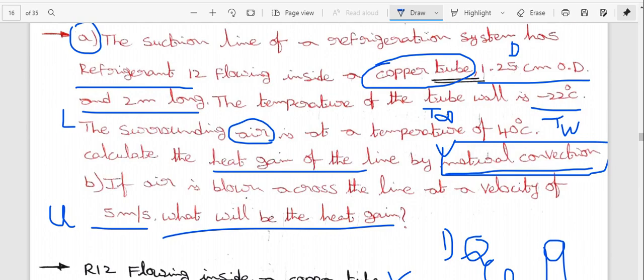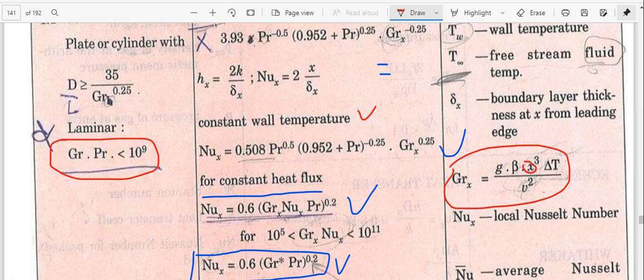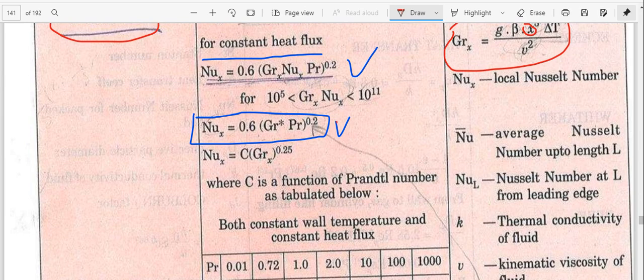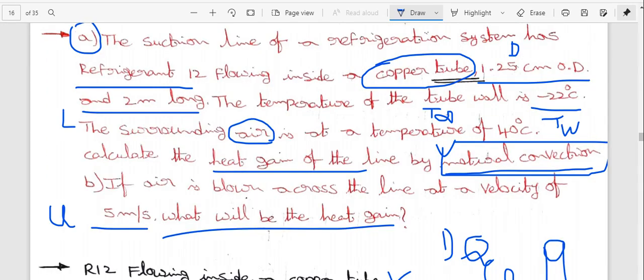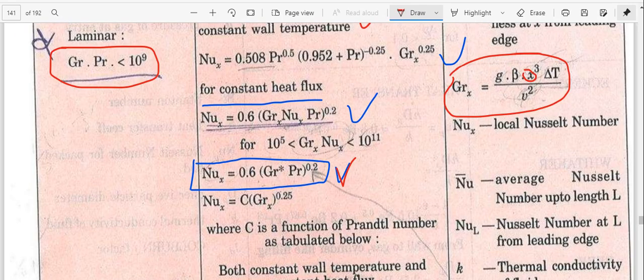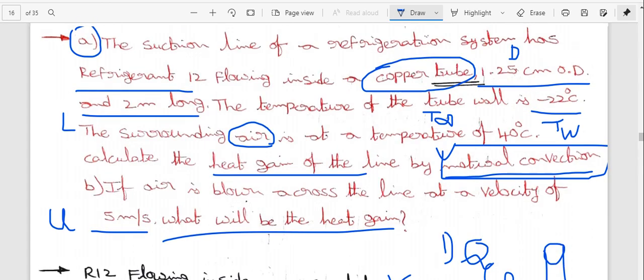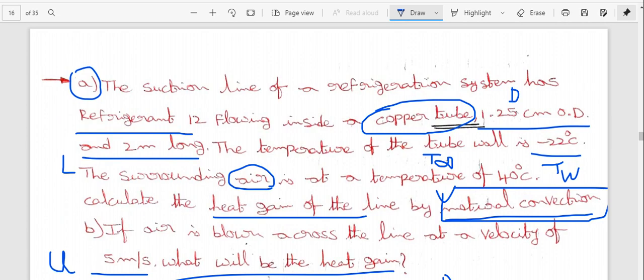Now calculate the heat gain by the line. From the data book page, we need to consider the generalized formula, Nu equal to 0.6 times Gr into Pr power 0.2, or otherwise we need to calculate. Oh, sorry, this is not a vertical plate. In this question, the refrigerant 12 is flowing inside a copper tube 1.25 centimeters in diameter and 2 meters long. So I think this is a horizontal cylinder.